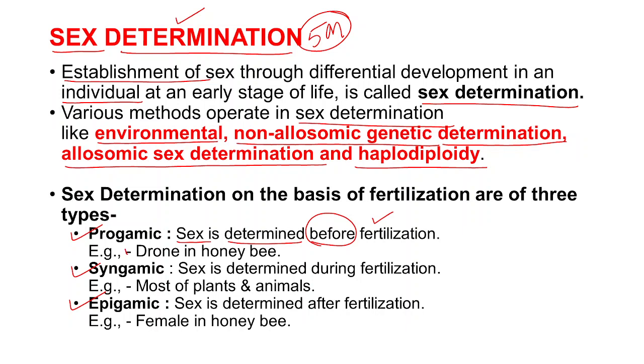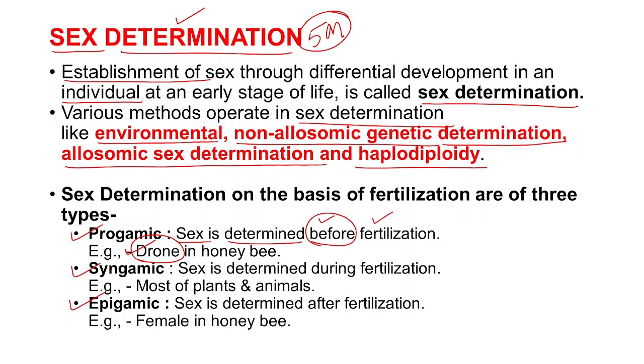Example, the drone in the honeybees. The drones of the honeybees are progamic in nature. That means the drone is the male individual, and the sex of these male individuals is determined before the fertilization. If fertilization occurs, then the fertilized egg will give rise to the female individual. So, without fertilization, the sex of the individual is determined before the fertilization. That is the honeybee drone.